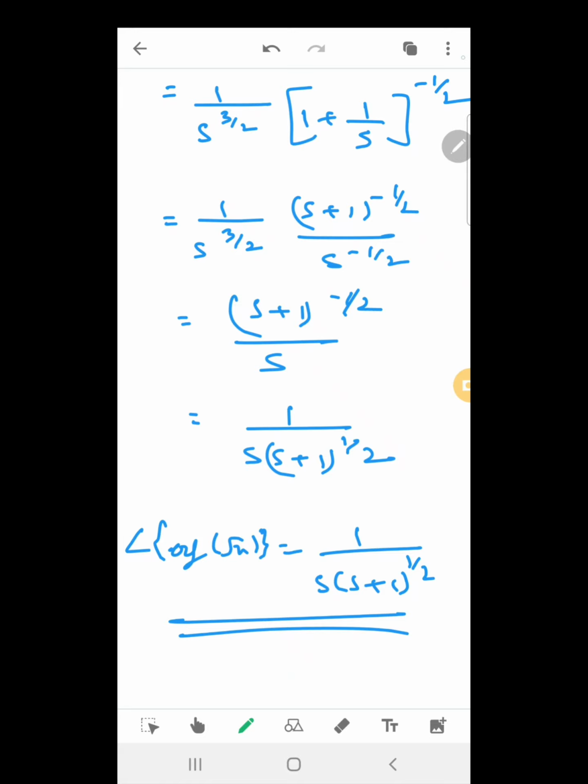This was pretty vicious. So in the next lecture we will be starting with inverse Laplace transform. So meet you guys in the next lecture.